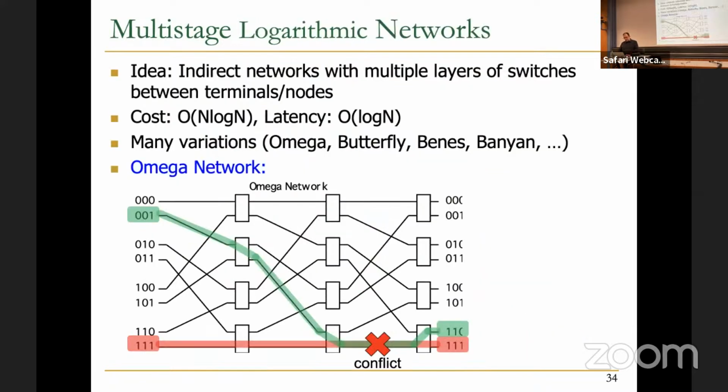People have tried a lot to propose a multi-stage network that can mitigate conflicts as much as possible, or make their likelihood almost zero. Of course, there might be some cases where conflicts can still happen, but hopefully those cases are not that probable in normal usage.